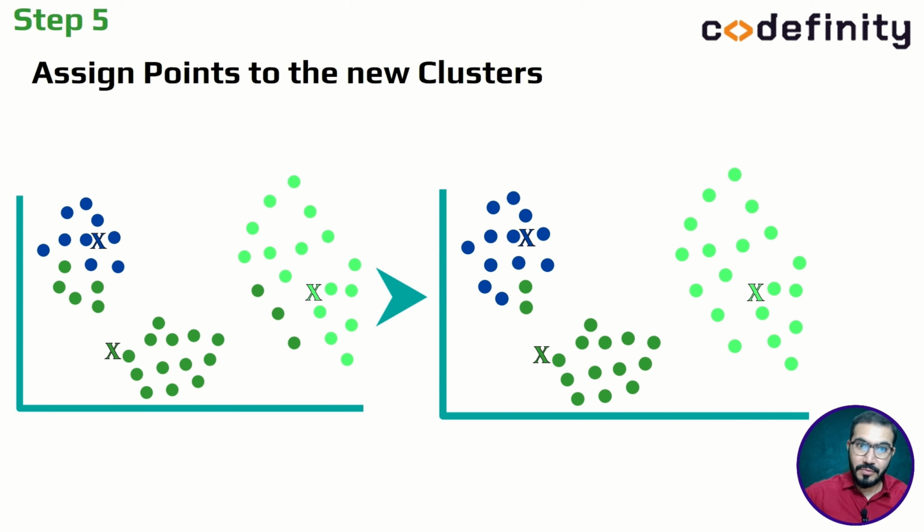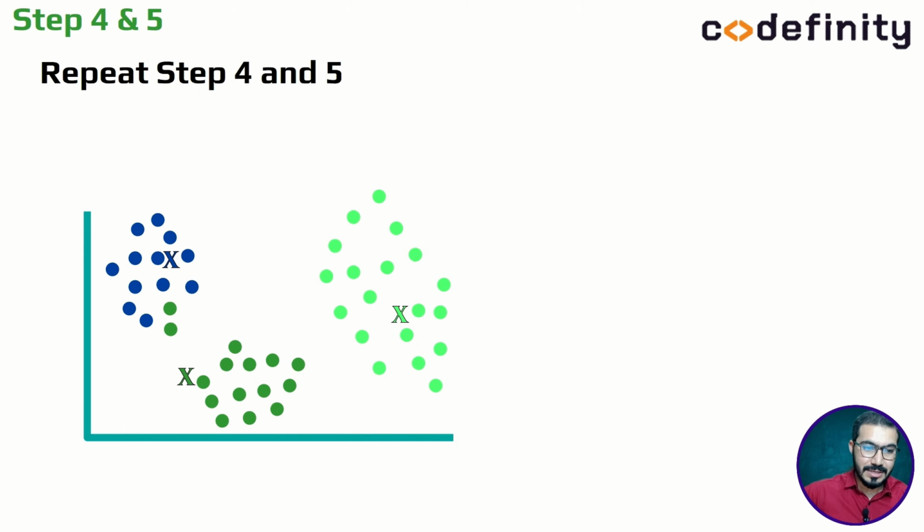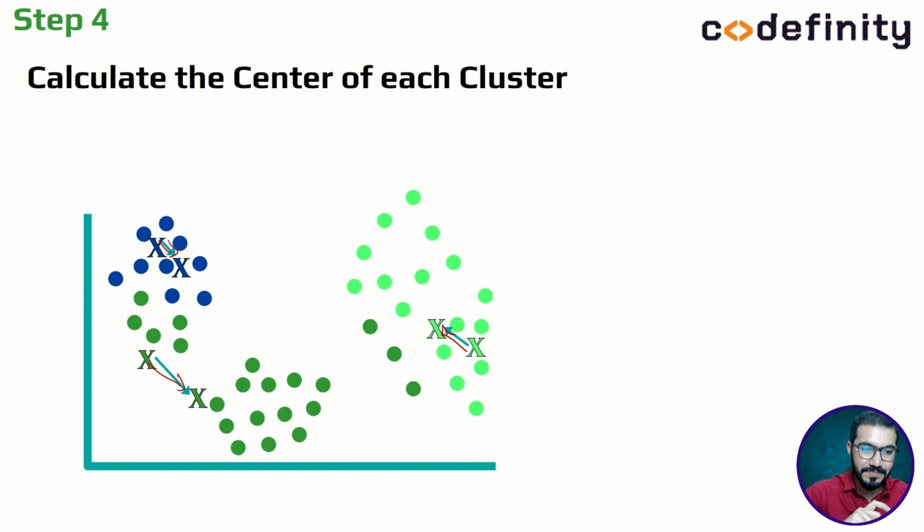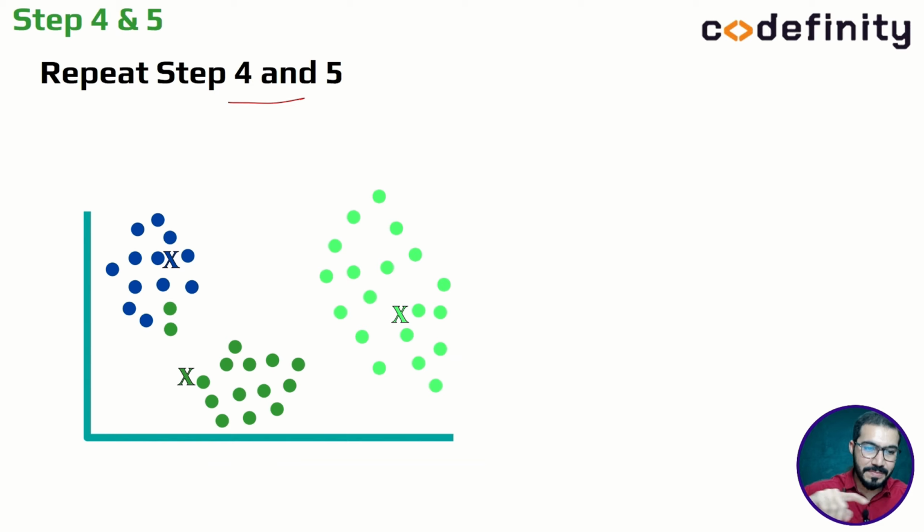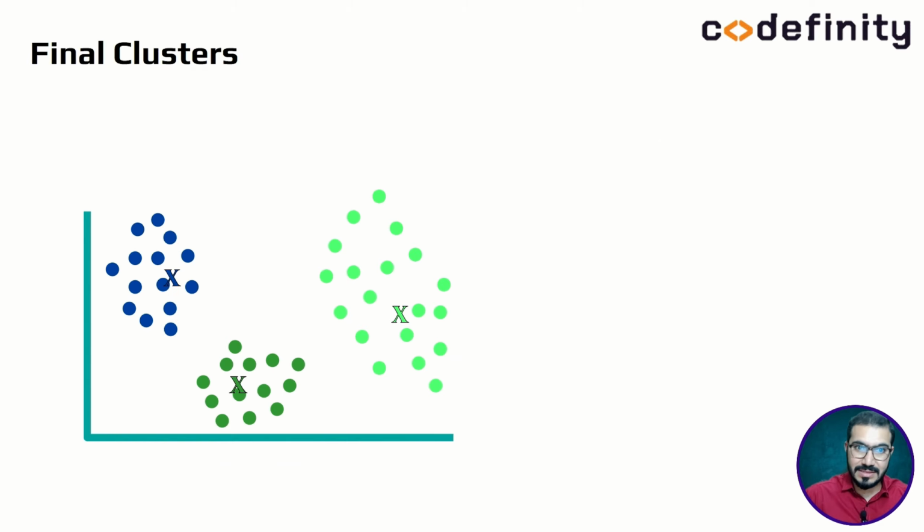Then what will happen? We'll repeat step number 4 and 5 again, where we will decide which point is closest to which centroid. This time the points will change their centroids. Why? Because now centroids have changed their location according to the mean in step number 4, right? So we have to repeat step number 4 and 5 again and again, until when? Until we reach the final clusters.